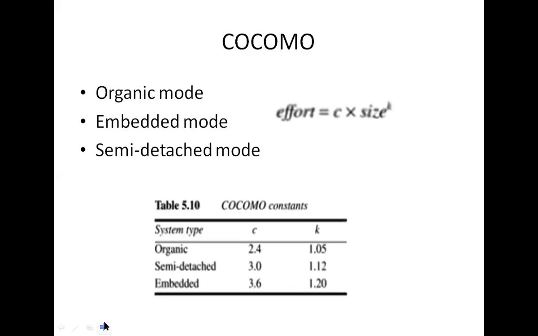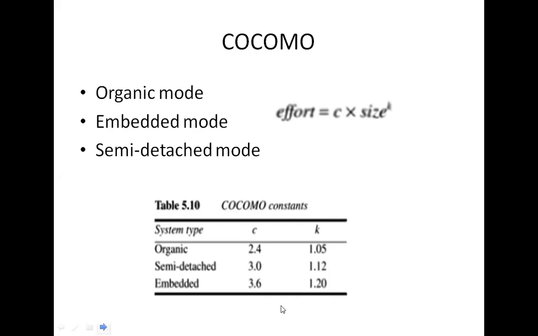Then next we move to COCOMO. This is the Constructive Cost Model, used for estimating time, cost, and effort. COCOMO was proposed by Boehm in the late 1970s after his study of 63 projects. This is a procedural software cost estimation model.